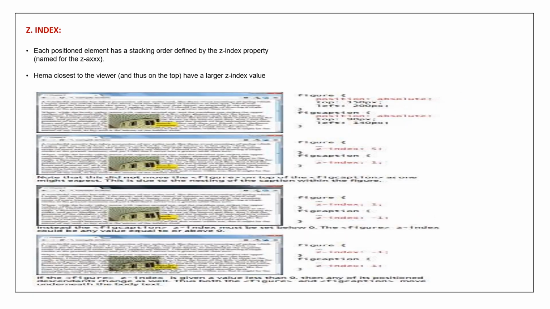Next comes the z-index. Each positioned element has a stacking order which is defined by the z-index property. The element closest to the viewer has a larger z-index value. The figure describes how the element is positioned when the z-index is given a value less than 0. Descendants change as well. Thus, both the figure and the figure caption move underneath the body text.